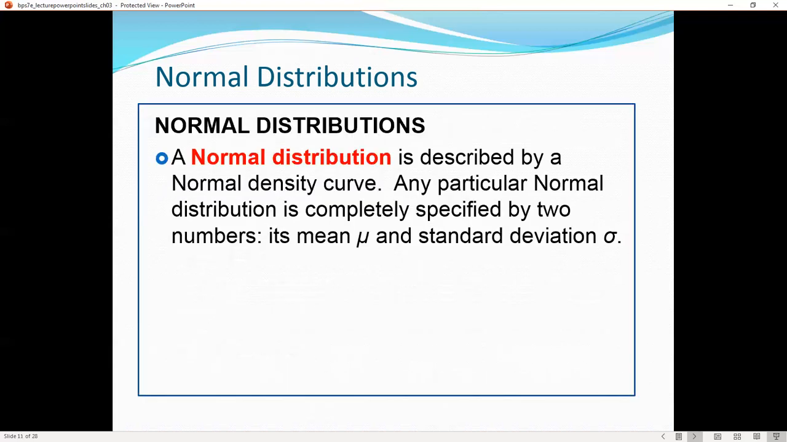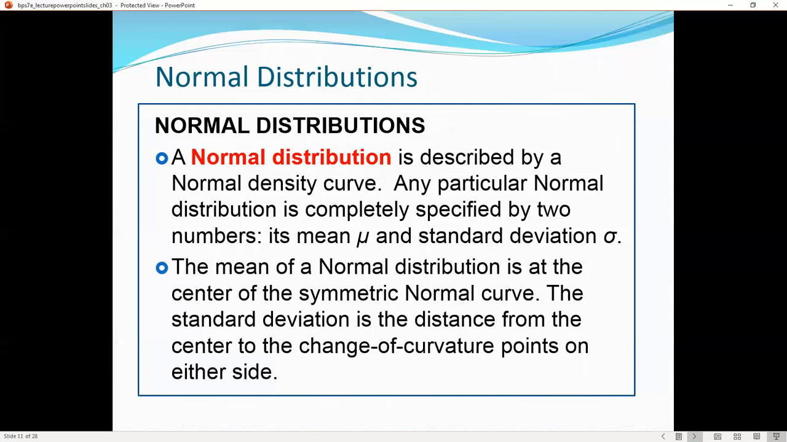Normal distributions. A normal distribution is described by a normal density curve. Any particular normal distribution is completely specified by two numbers, its mean mu and standard deviation sigma. The mean of a normal distribution is at the center of the symmetric normal curve. The standard deviation is the distance from the center to the change of curvature points on either side.